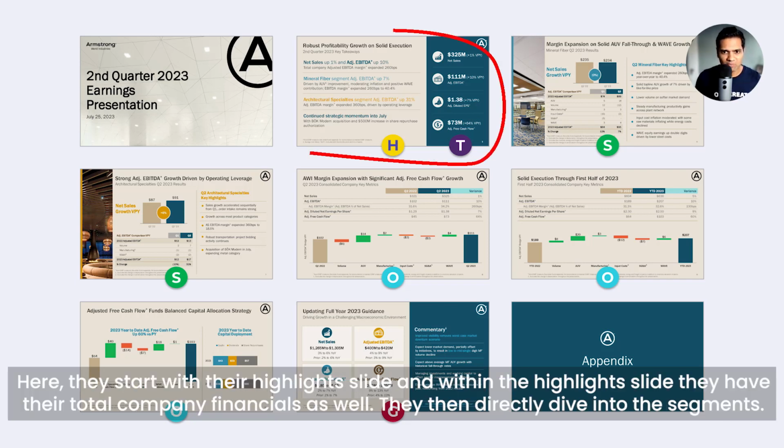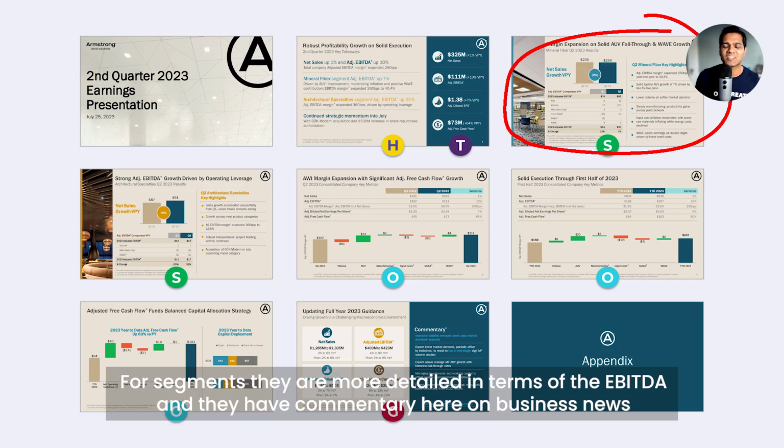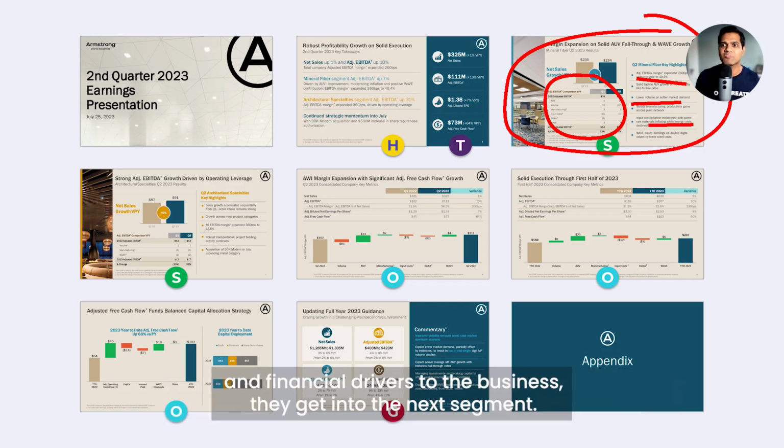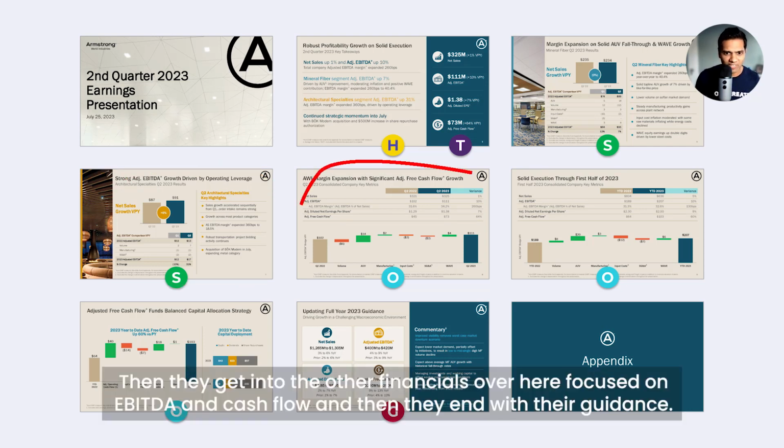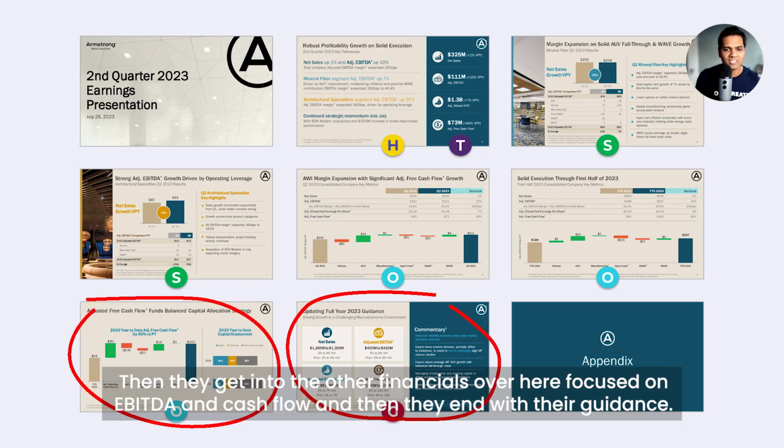So here they start with their highlights slide, and within the highlights slide, they have their total company financials as well. They then directly dive into the segments. For segments, they are more detailed in terms of the EBITDA, and they have commentary around business news and financial drivers to the business. They get into the next segment. Then they get into the other financials over here focused on EBITDA and cash flow. And then they end with their guidance.